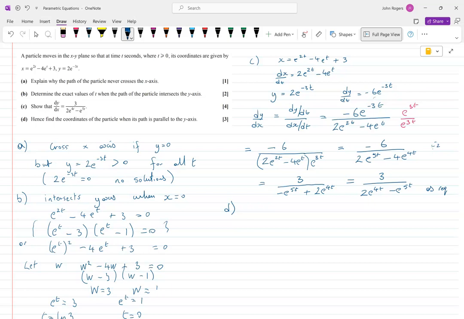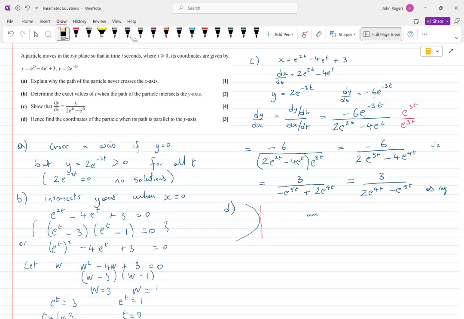They have kind of stretched us a little bit here, because it says hence find the coordinates where it's parallel to the y-axis, so basically where the path, the tangent is vertical. So that might flummox a few people. Well, the thing is, I want to say dy by dx is infinite, or dx by dy is naught. That's another way of looking at it. Or dy by dx is equal to infinite or undefined.